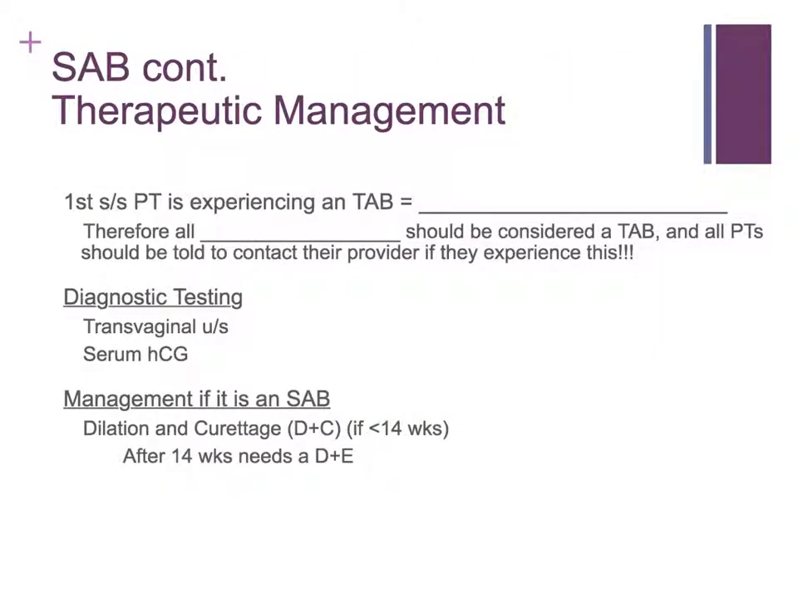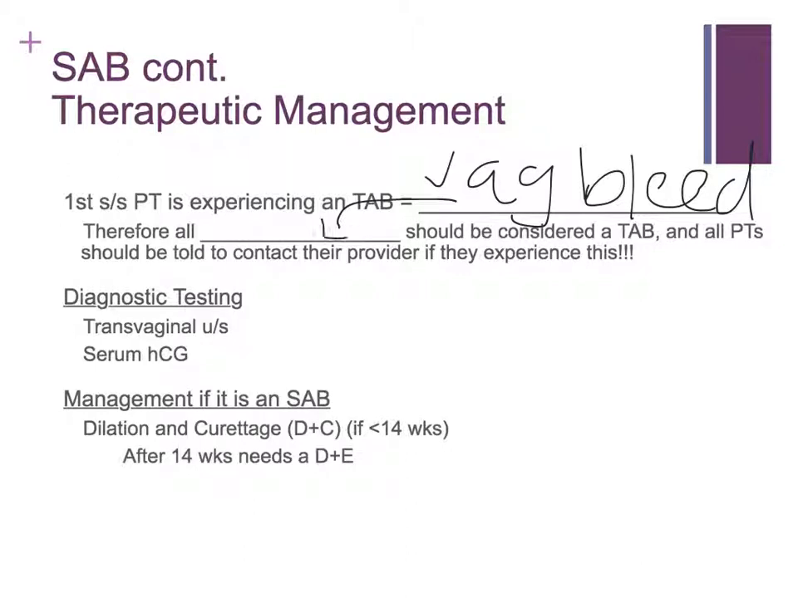Okay, so the first sign that somebody's having a threatened miscarriage or threatened abortion, TAB, right, is that she has vaginal bleeding, which we defined on the last slide. Therefore, anyone with vaginal bleeding is considered to have a TAB, a threatened abortion, and any woman who's having vaginal bleeding should contact the provider ASAP to be worked up.